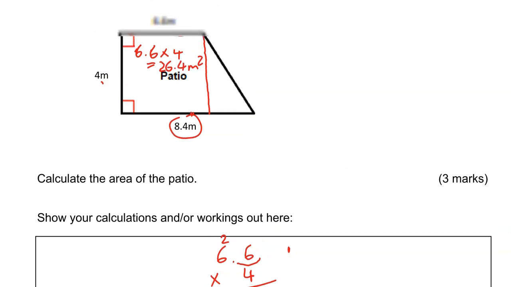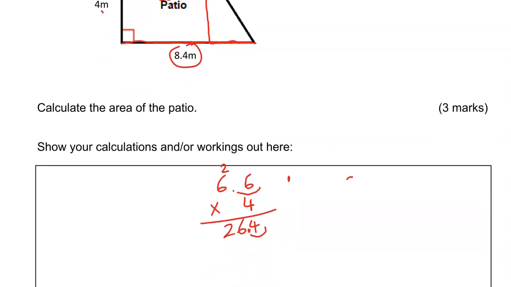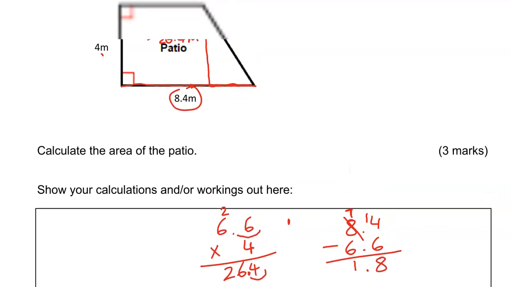And looking at the triangle now, do we know what the base is equal to? We need to work it out because we know this total length here, which is 8.4. So if I take away 6.6, that will give me the base. So 8.4 take away 6.6. We've got to borrow 1 from the 8 to make it 7, so this becomes 14. 14 take away 6 gives us 8. 7 take away 6 gives us 1, so 1.8.